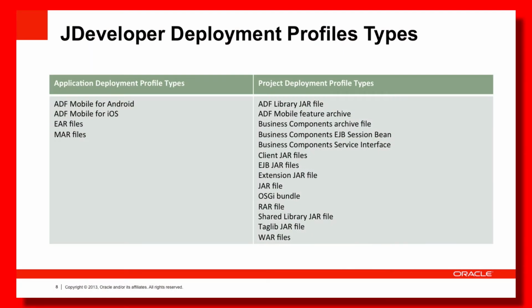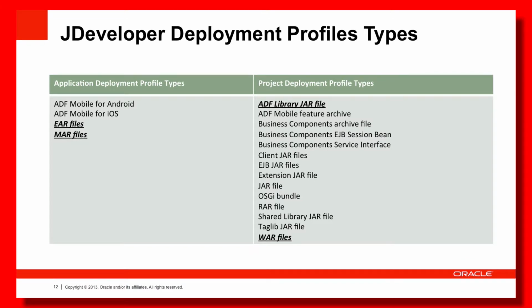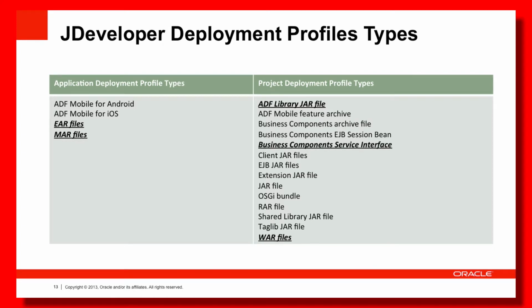So JDeveloper itself supports a number of different deployment profile types. However, for ADF server development, we're most likely to be interested in EAR files, WAR files, ADF library jar files. If we're developing MDS or metadata service deployments, that's MAR files. And finally, if we're also developing ADF business component web service SDOs, we want the business component service interface profile type.